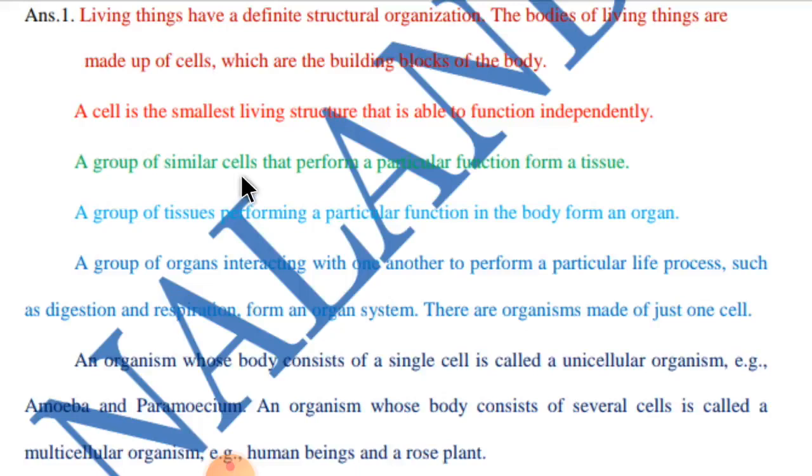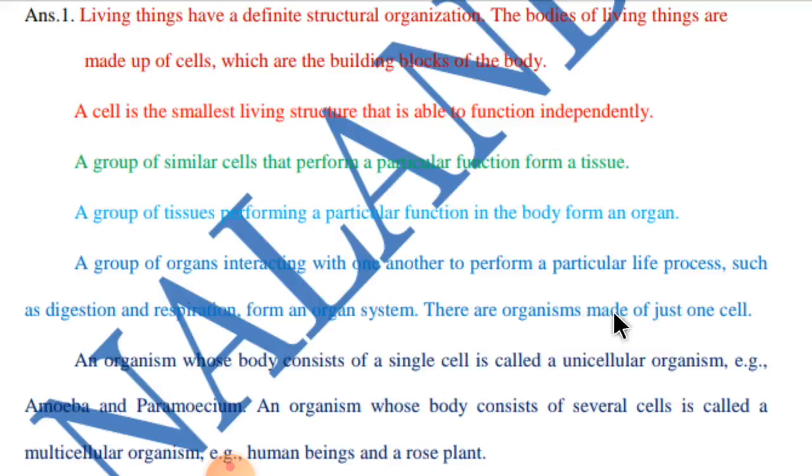A group of similar cells that perform a particular function form a tissue. A group of tissues performing a particular function in the body form an organ. A group of organs interacting with each other to perform a particular life process, such as digestion or respiration, form an organ system.